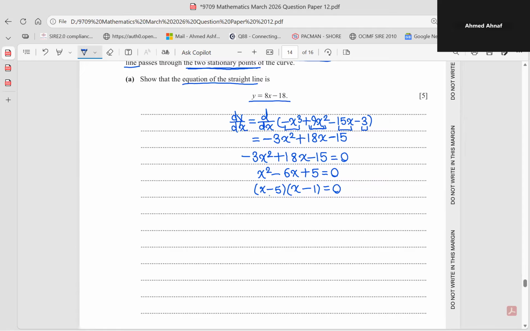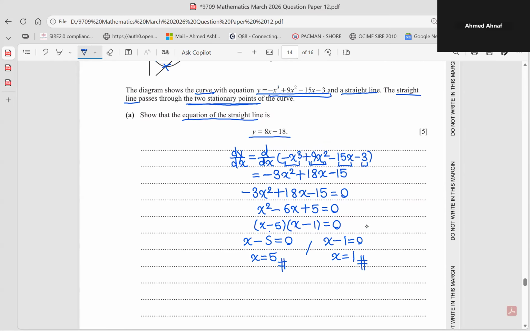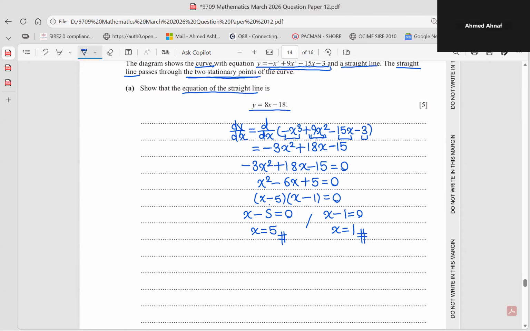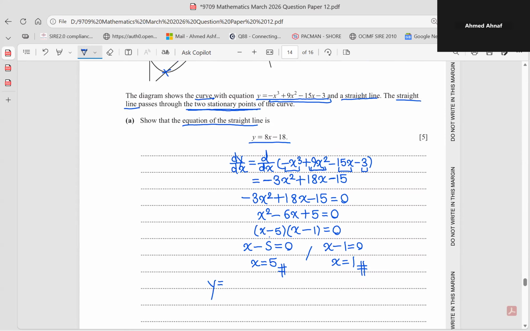Okay, so just equate each factor to 0. So you get x equals 5 and x minus 1 equals 0, so you will get x equals 1. So these are the two x coordinates of the two stationary points. However, we need the full coordinates, so we're going to find the y coordinates as well, which you can do by just substituting these x values into the original equation.